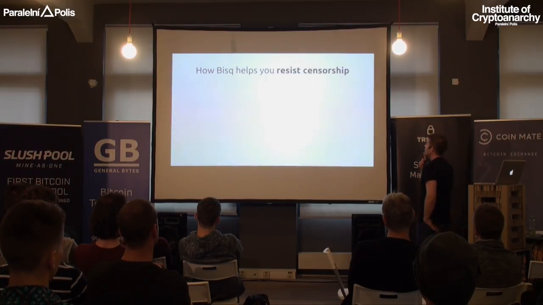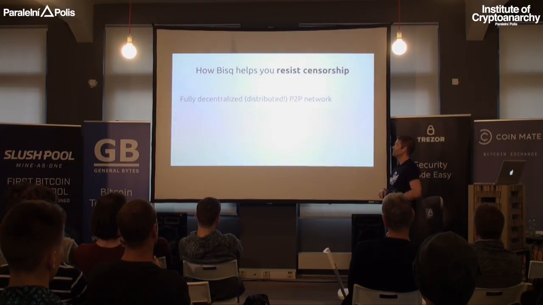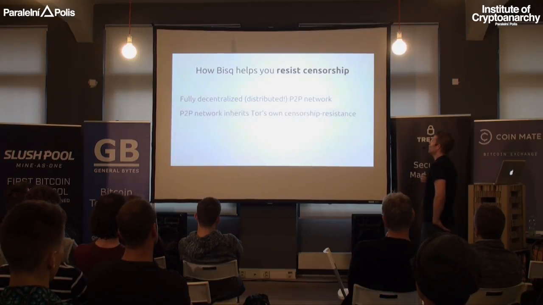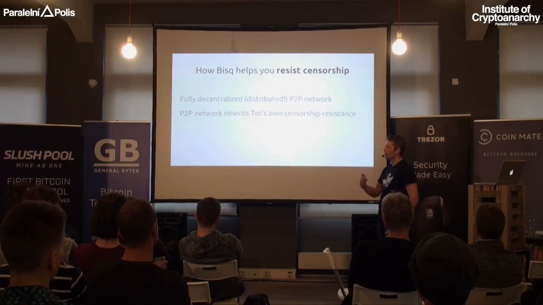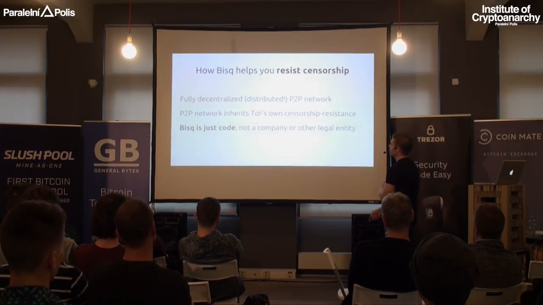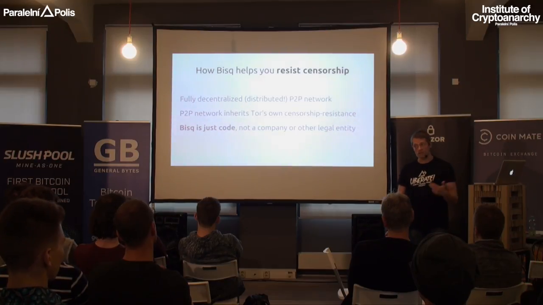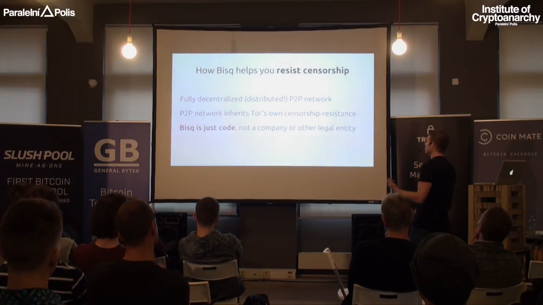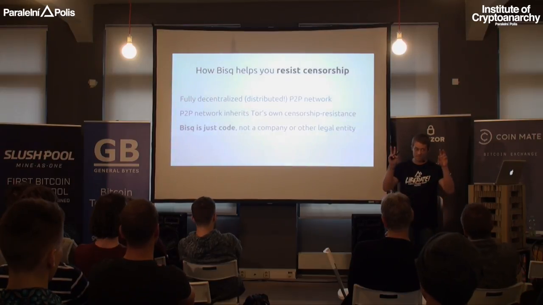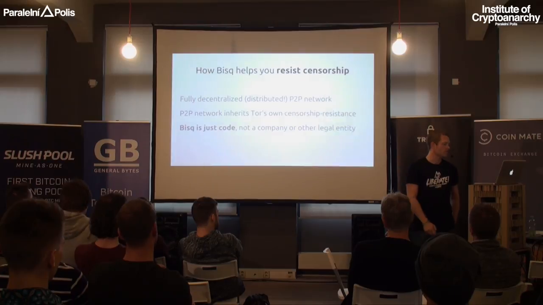So how does Bisq help you resist censorship? One, a fully decentralized, evenly distributed P2P network. Two, our peer-to-peer network, like I just mentioned, inherits Tor's own censorship resistance. Tor is pretty good at being censorship resistant, and we just get all of that for free in a way by riding on top of it. The third thing is that Bisq is just code, like I mentioned. And the Bisq network is just people voluntarily working together, right? So there's no company or other legal entity to squeeze or pressure with censorship.